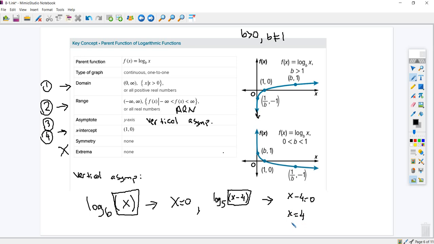So why do I mention that? Next step, we will see how we can graph them. While we are graphing these, vertical asymptote will tell us, it's gonna be a good starting line to graph a given logarithmic function. All right.